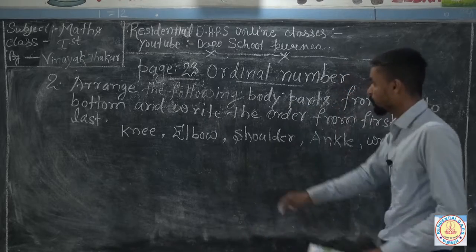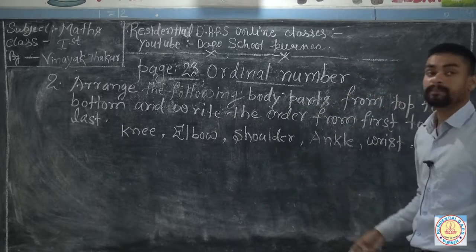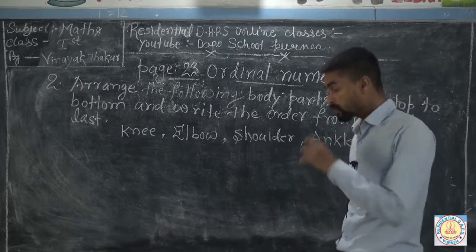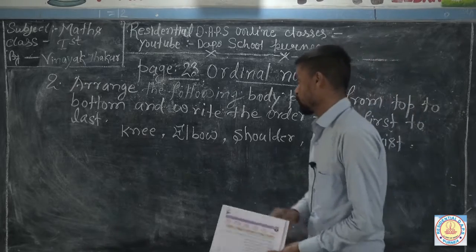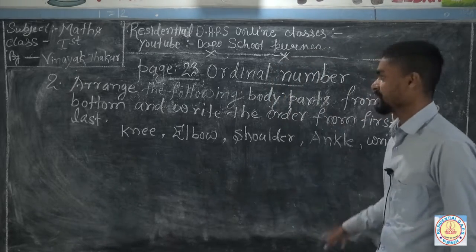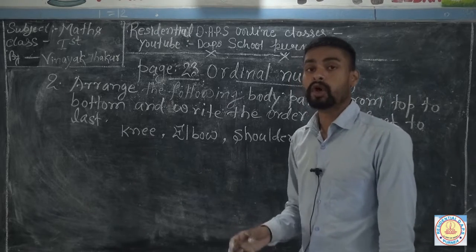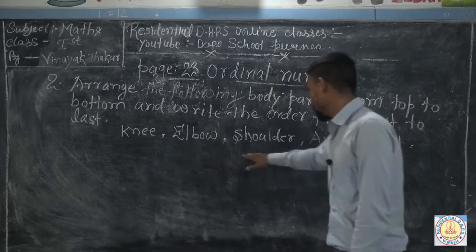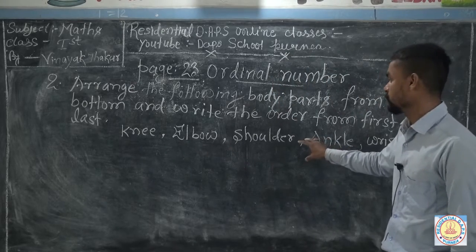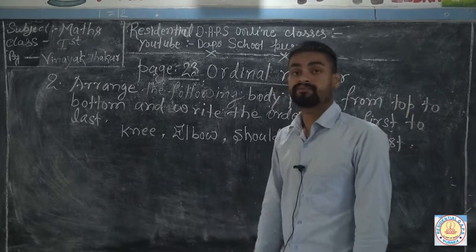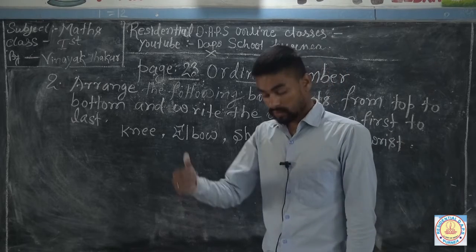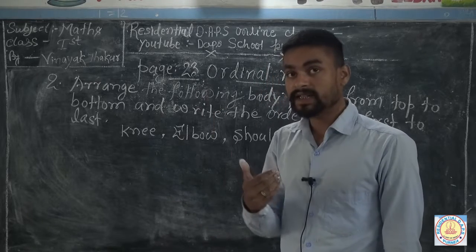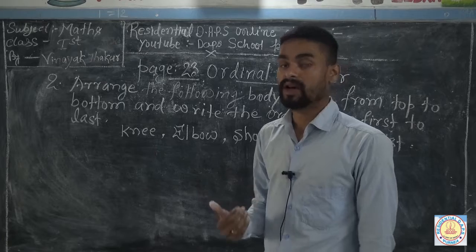So guys, these are all the body parts given in your book. You have to arrange all these body parts in the right order from top to bottom. From these body parts, which part comes first? At first you have to look at your body and see which body part comes first.